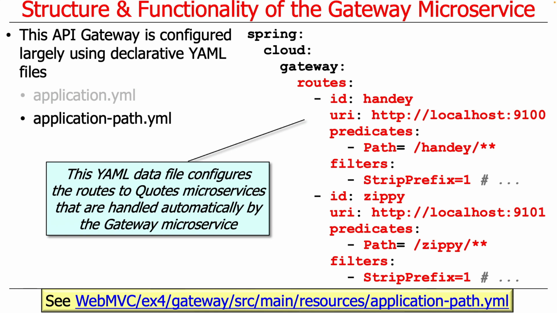So here, these are the routes. We talked about these routes before, and they say this is the handy microservice, and this is how you find it. Here's the zippy microservice. This is how you find it. Here's what you do. You strip the prefix, and you send it off to these port numbers.